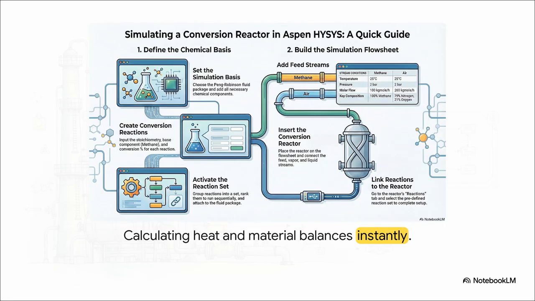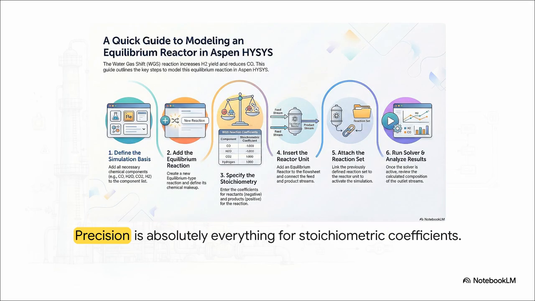Let's say we have a stream of methane and a stream of air. To model this, you simply create a conversion reactor, group it into a reaction set, and attach it to your fluid package. Because you already know what percentage of your base component is going to react, you just plug in that known percentage, place the reactor on the flow sheet, and boom, HYSYS calculates the resulting heat and material balances instantly.